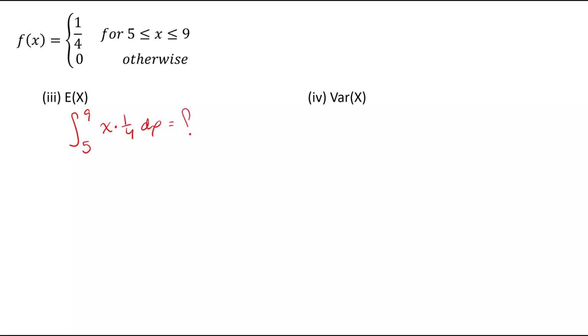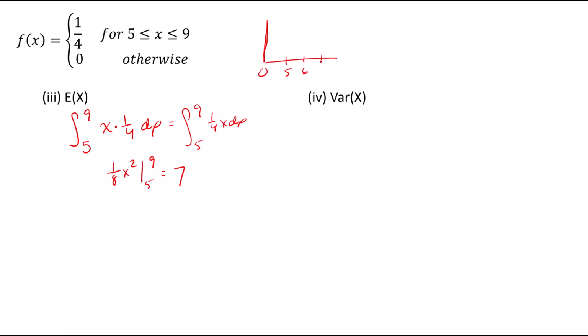And so this is going to give me the integral from 5 to 9 of 1/4 x dx. When I integrate that, I'm going to get 1/8 x squared, and I want to evaluate that from 5 to 9. And when you do that math, you get 7. Okay, but again, here's my picture.